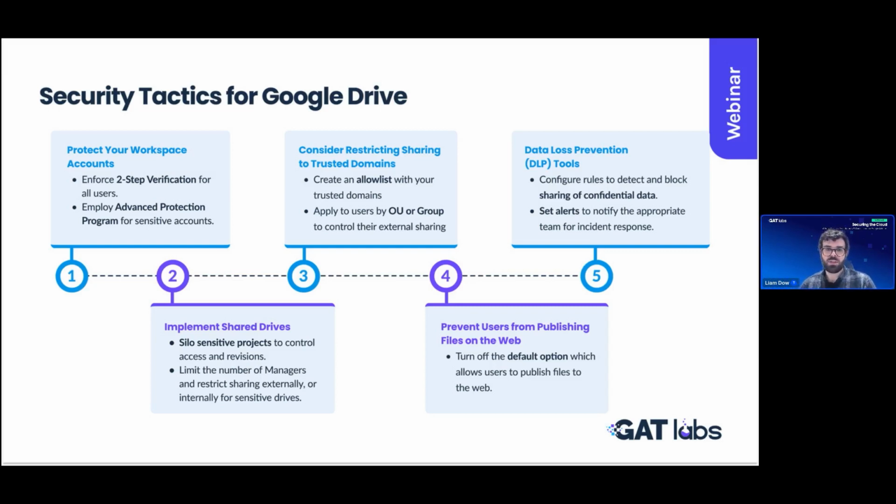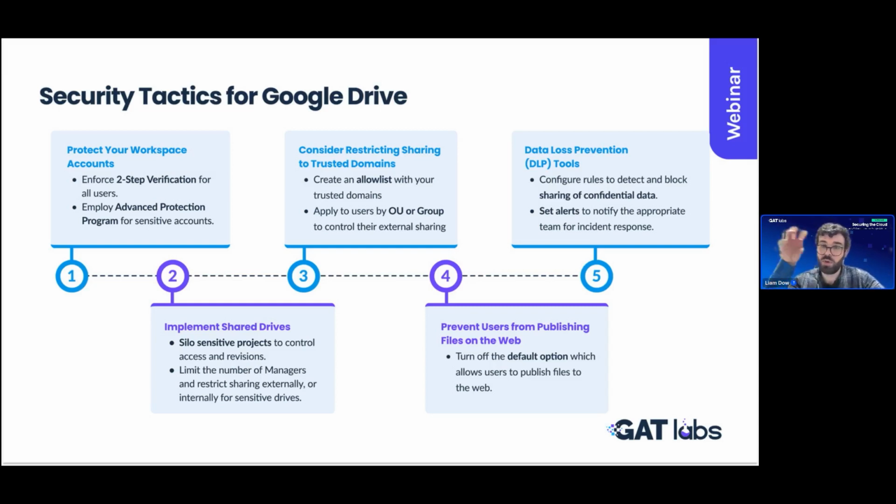And the next one is consider restricting sharing to trusted domains. So within Workspace, you can create an allow list in the admin console, and these would be domains that you trust. Maybe there's a particular team in your organization that only works with two or three different partners that you have. They don't need to share content with any domain or a Gmail account.